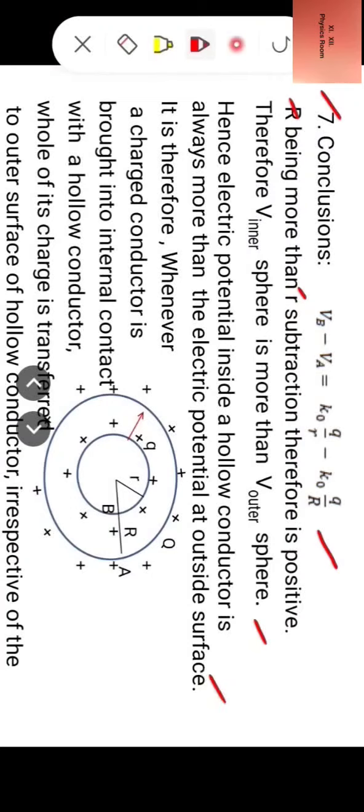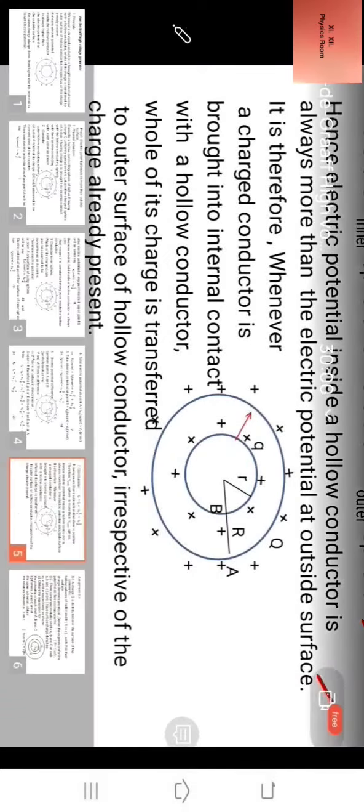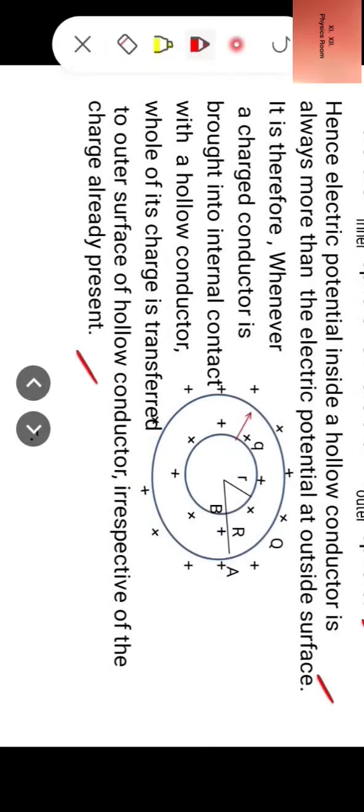It is therefore, whenever a charged conductor is brought into internal contact with a hollow conductor, the whole of its charge is transferred to the outer surface of the hollow conductor, irrespective of the charge already present. I repeat. Whenever a charged conductor is brought into internal contact with a hollow conductor, the whole of its charge is transferred to the outer surface of the hollow conductor, irrespective of the charge already present.